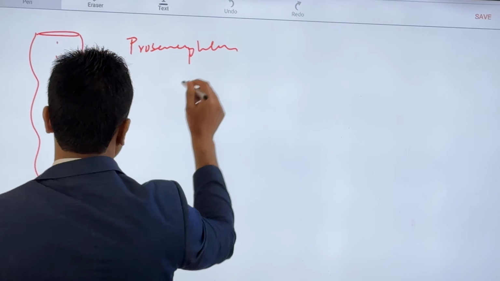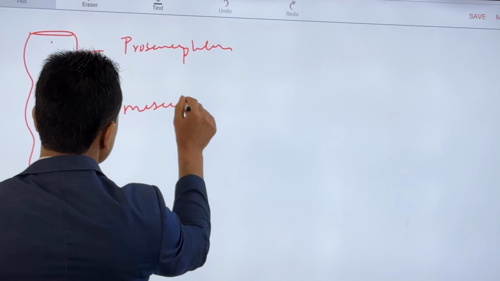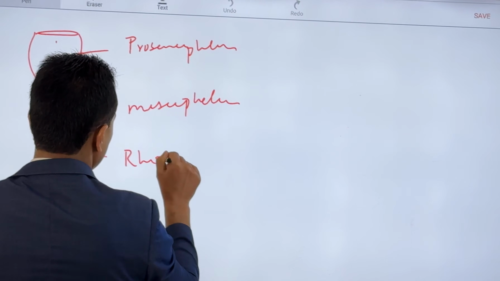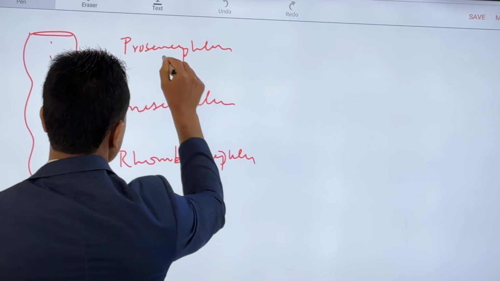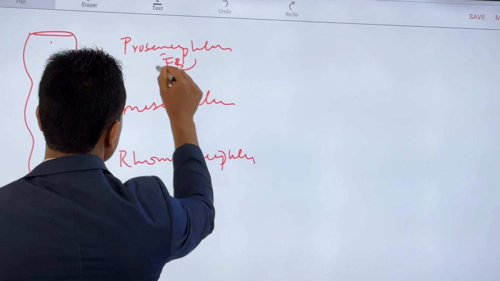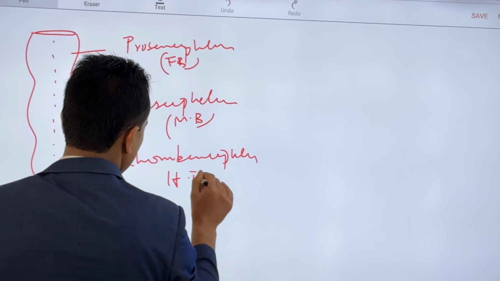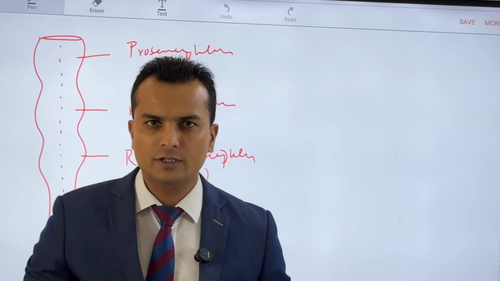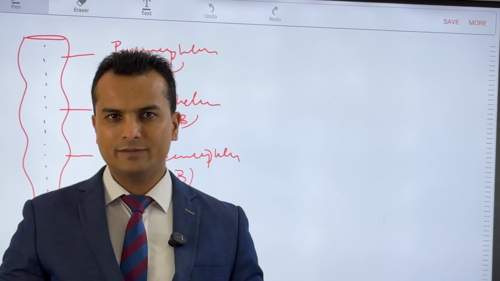Prosencephalon. Then mesencephalon. And then we have rhombencephalon. So this is the forebrain, this is our midbrain, and this rhombencephalon is your hindbrain. These three primary vesicles of the neural tube are further subdivided into five secondary vesicles.